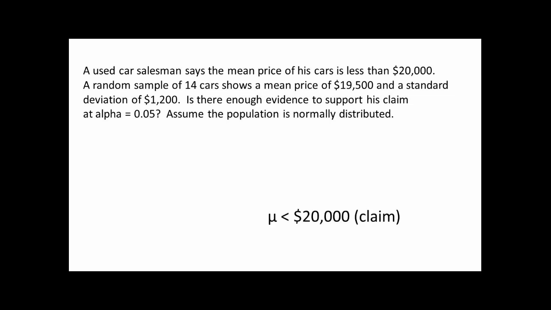First, we'll write down the claim, which is mu is less than $20,000. The claim does not contain a condition of equality, so it is H alpha. The complement, H naught, says that mu is greater than or equal to $20,000. Because sigma is unknown and the population is normally distributed, we will use a t-test.